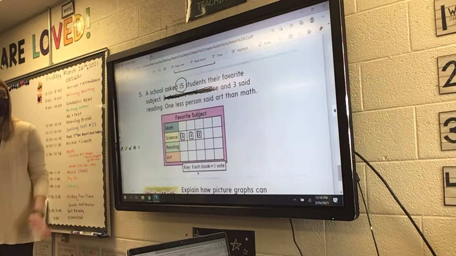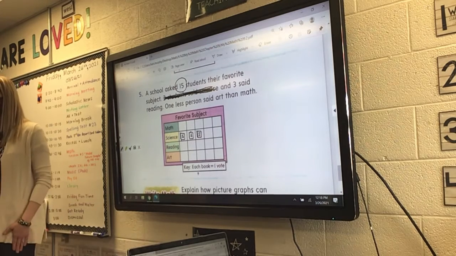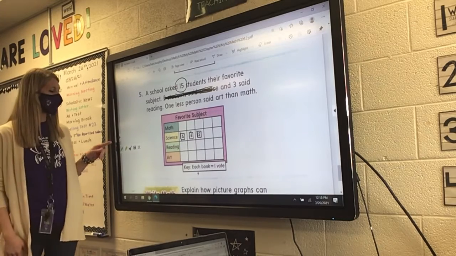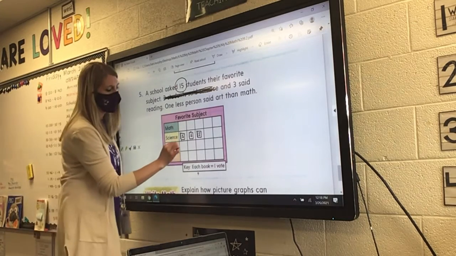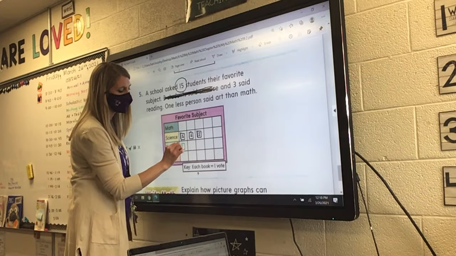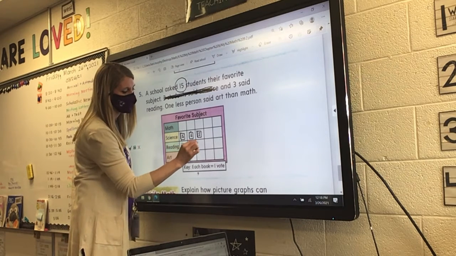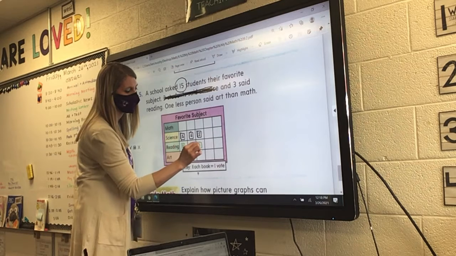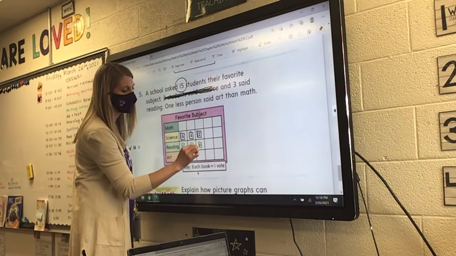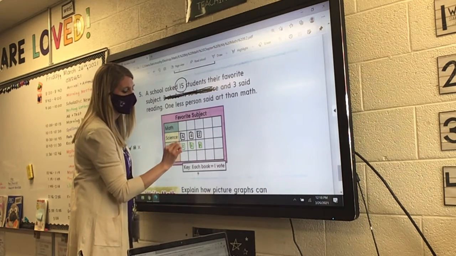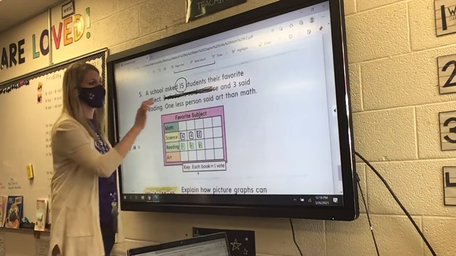Now, how many people said reading? That's the next thing. 3. So for reading, I'm going to draw 3 books. I'm just going to put an R for reading. I made an open book. Quietly do it, please.